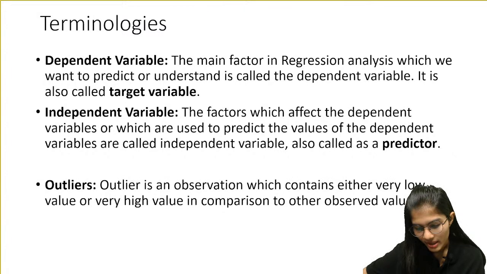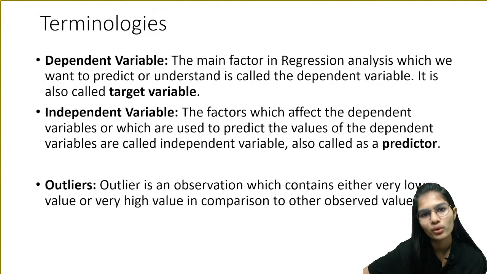Result is dependent and marks are independent variable. Okay. Outliers which are not in range also affect results. So basically, yes, absolutely, we avoid it. We try to remove those outliers from our data.